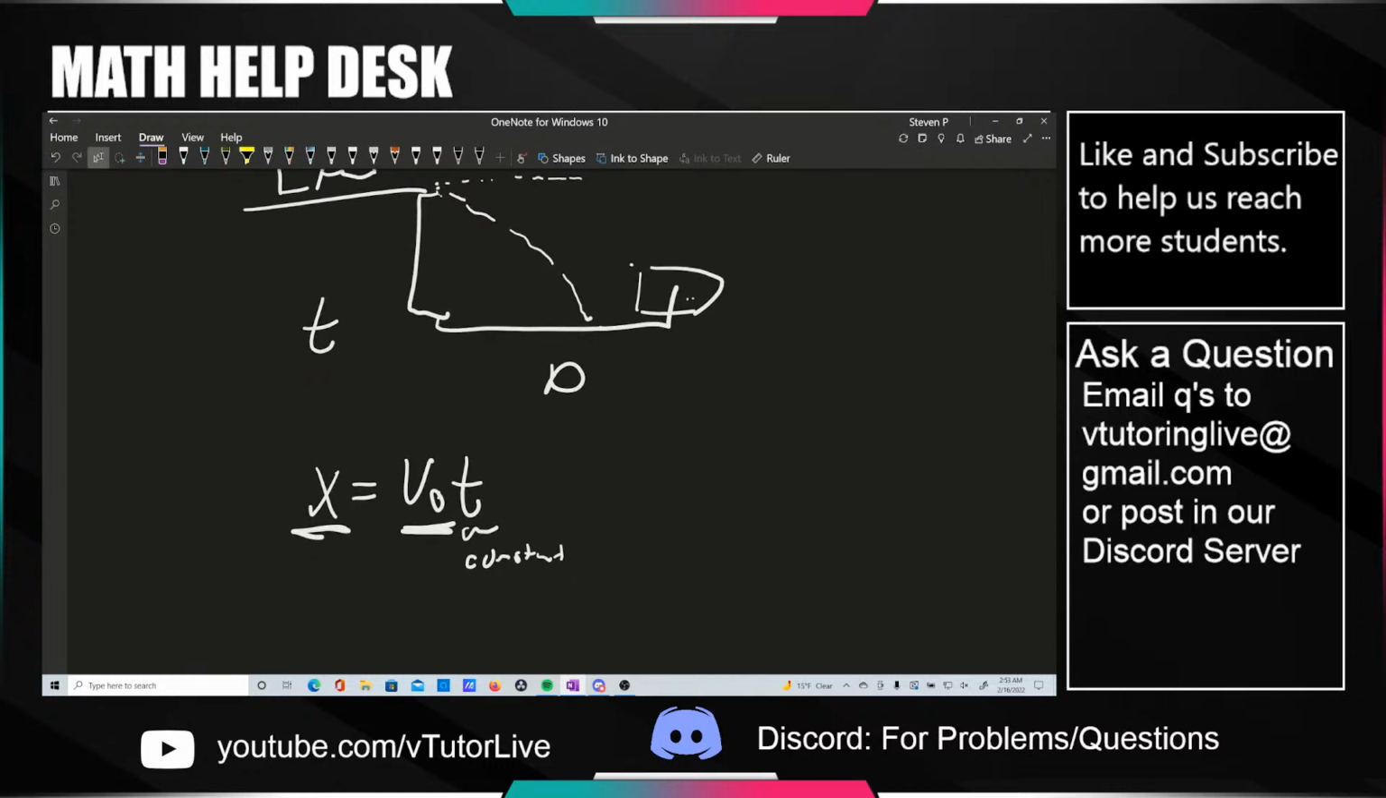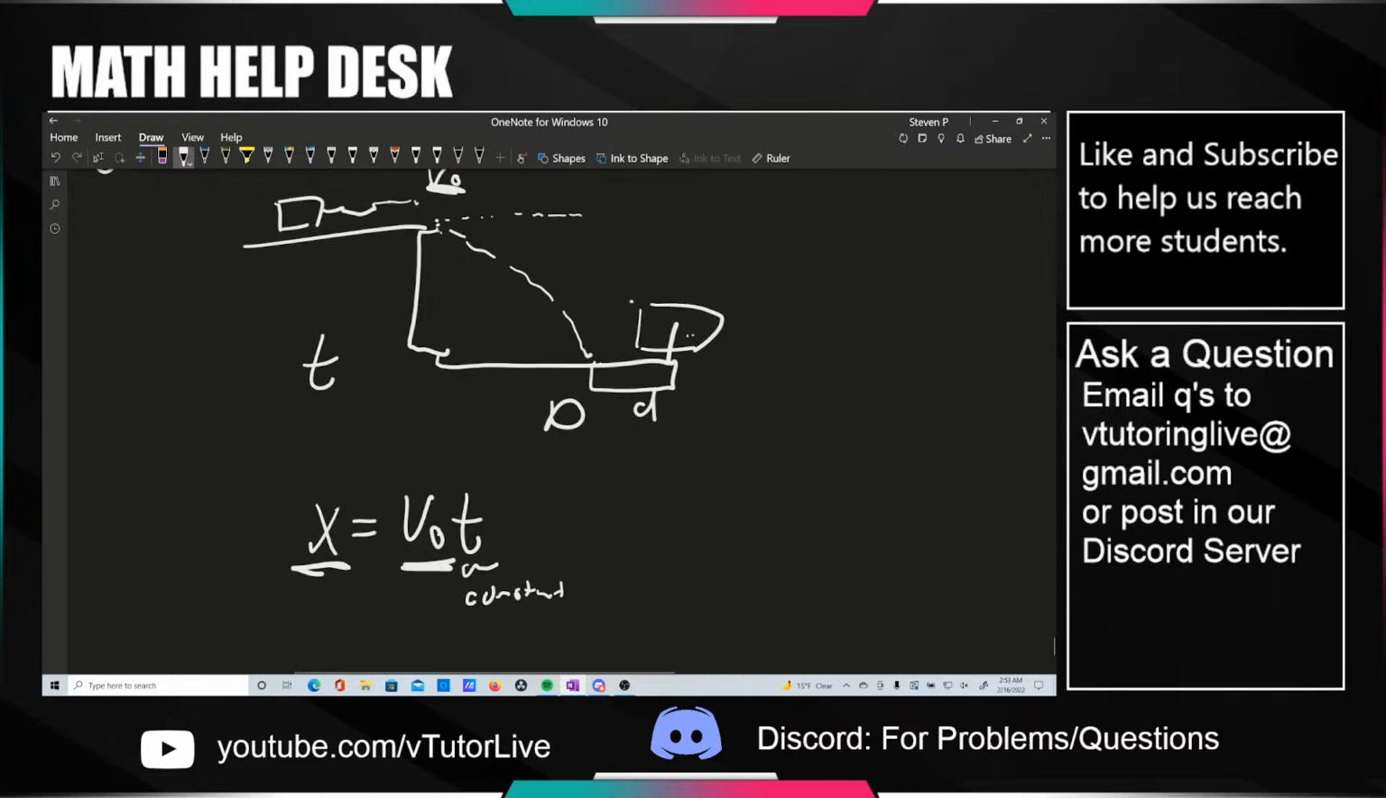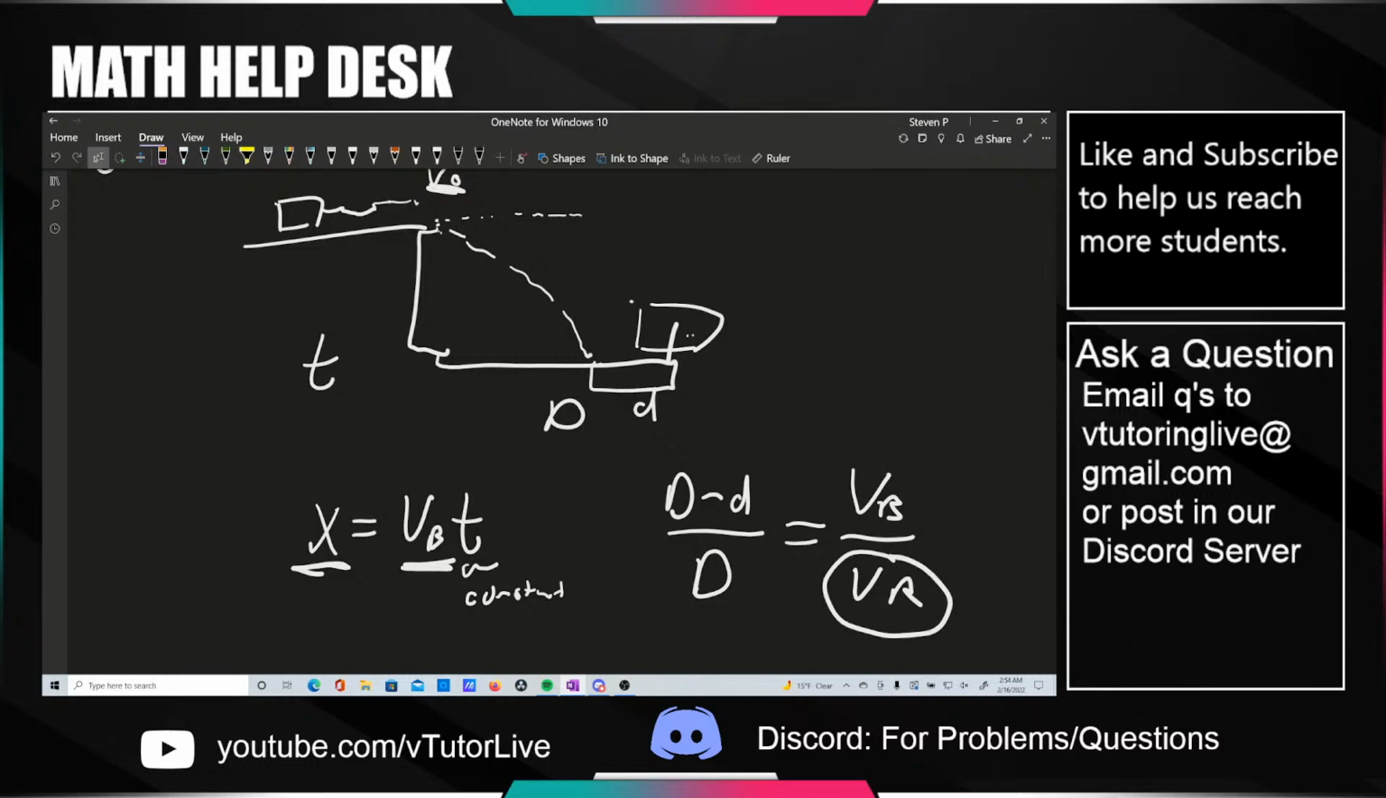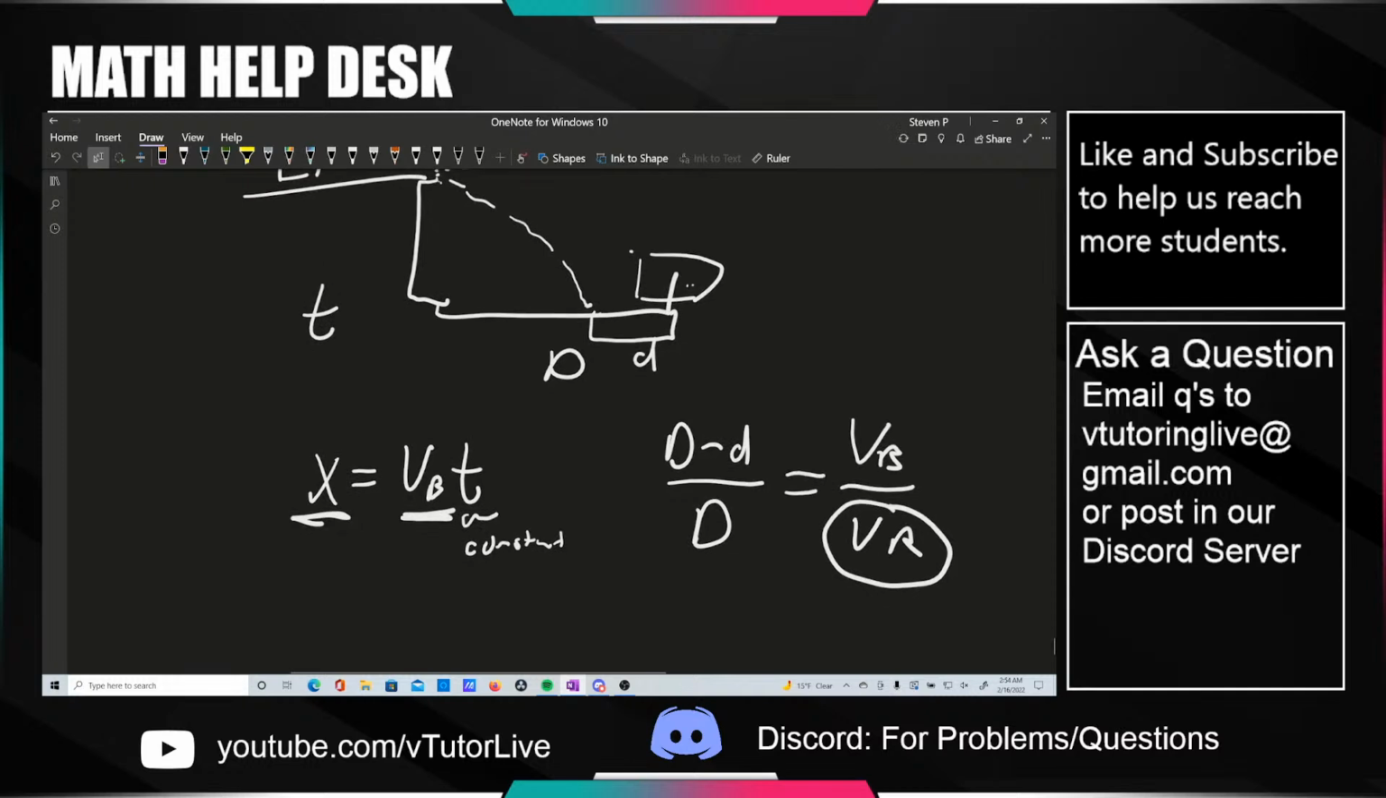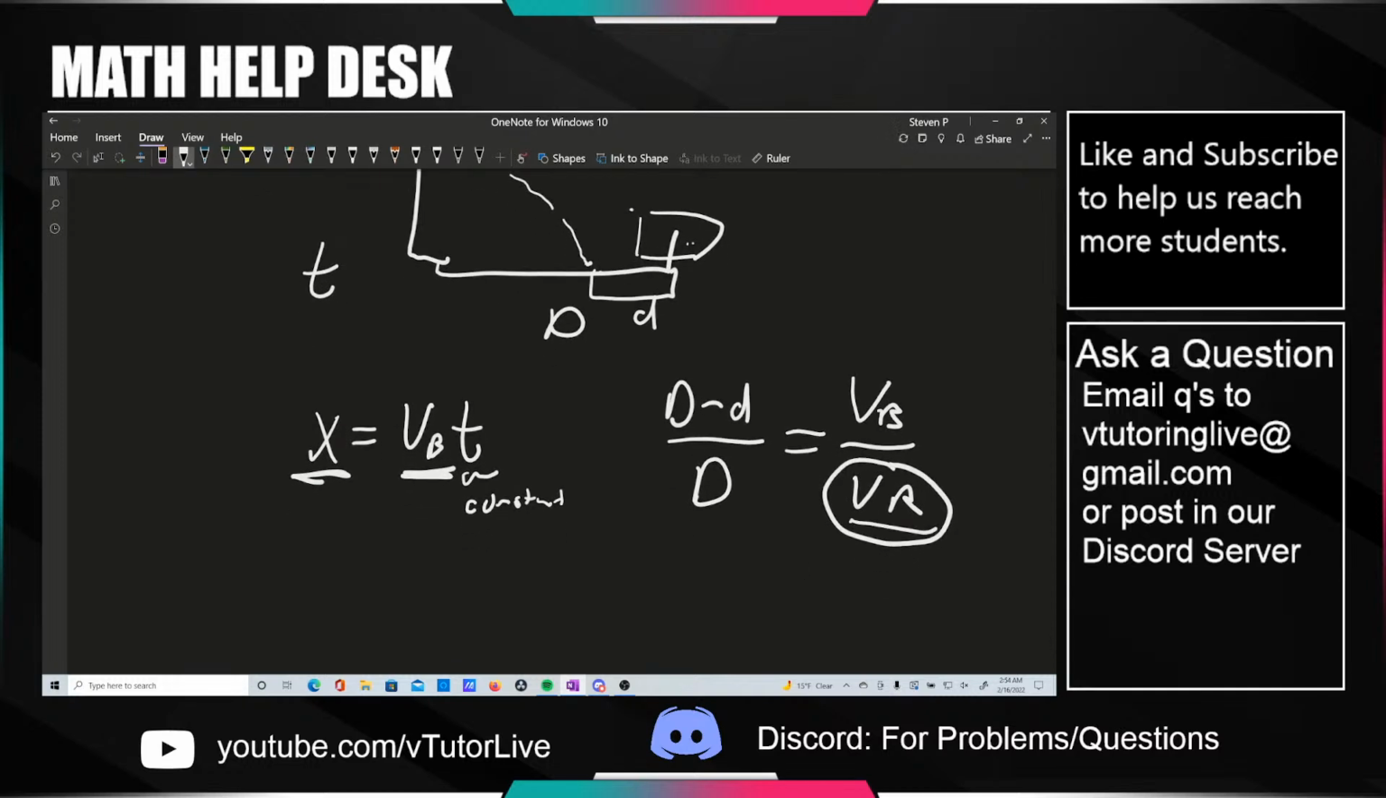So where did it land? I guess they said that Bobby missed it by like a little d or something. So this means that capital D minus little d, big D, has got to be equal to v naught, or I guess I'll call it v Bobby over v, what's the other person's name? Rhonda? So this is what we want to find, and we can easily find that, right? Just solve for VR. Okay, so now we know what VR is.